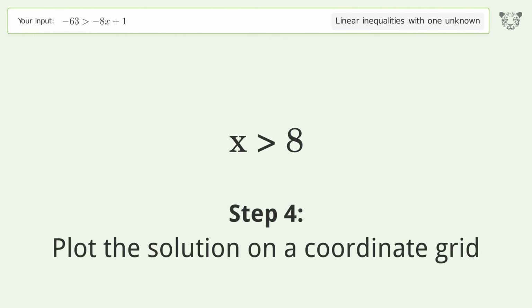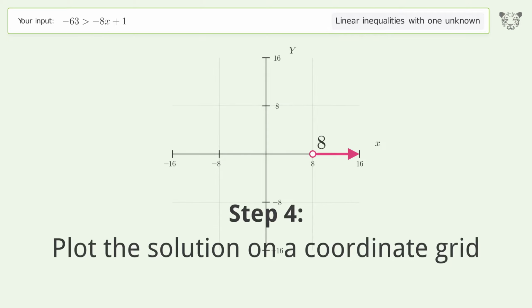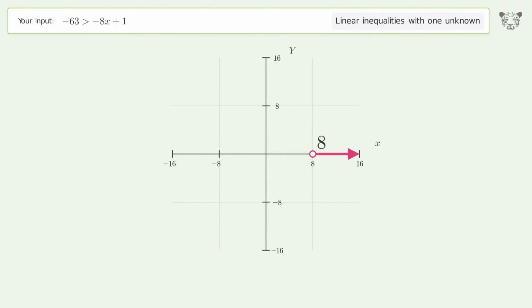Plot the solution on a coordinate grid. And so the final result is x greater than 8.